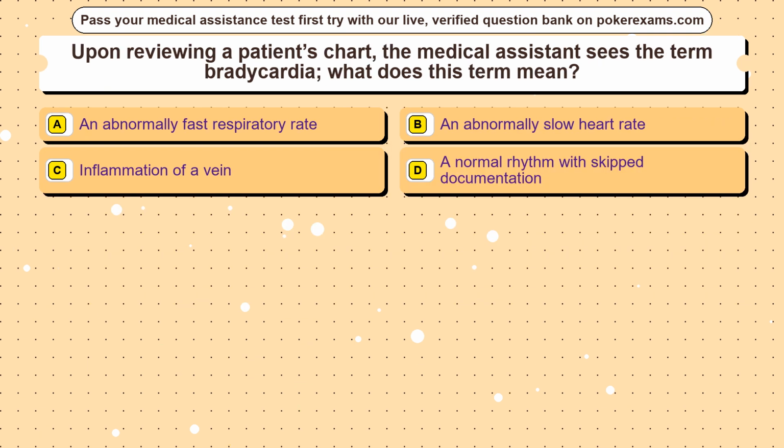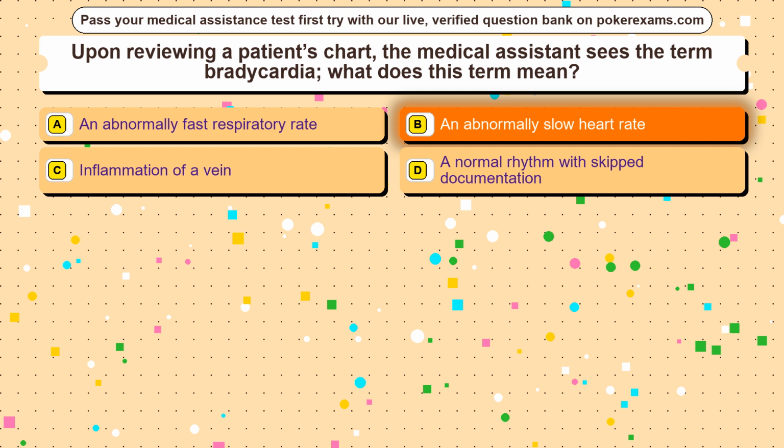Question 82. Upon reviewing a patient's chart, the medical assistant sees the term bradycardia. What does this term mean? Option A, an abnormally fast respiratory rate. Option B, an abnormally slow heart rate. Option C, inflammation of a vein. Option D, a normal rhythm with skip documentation.